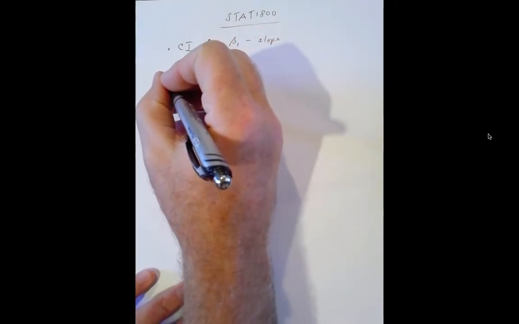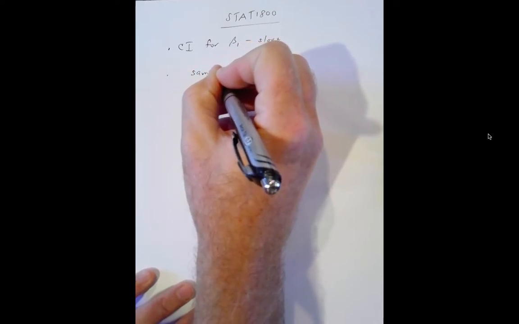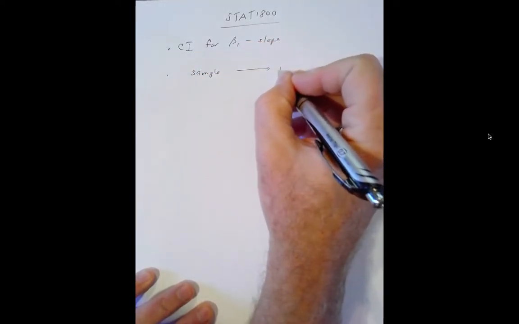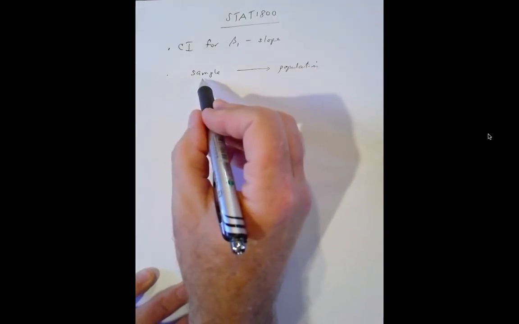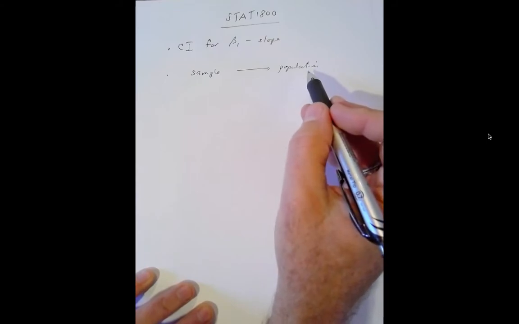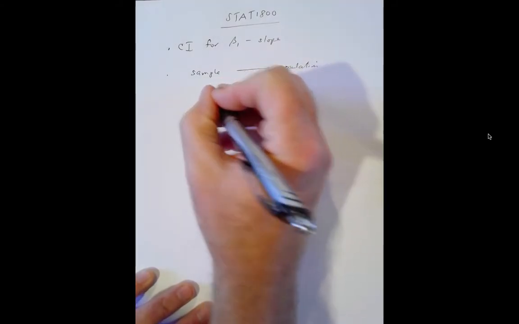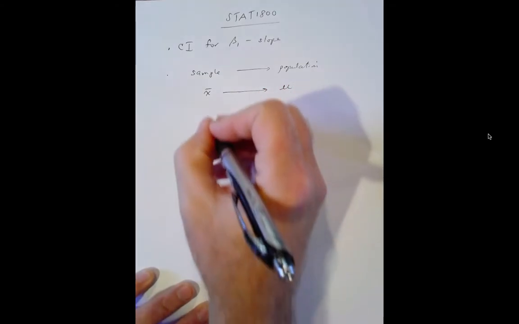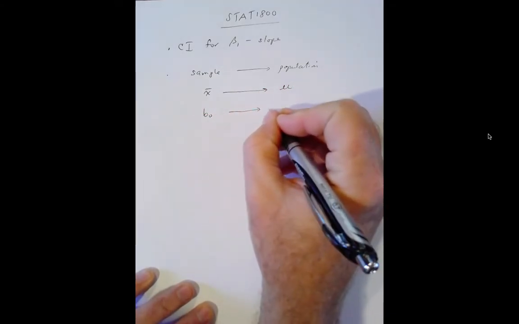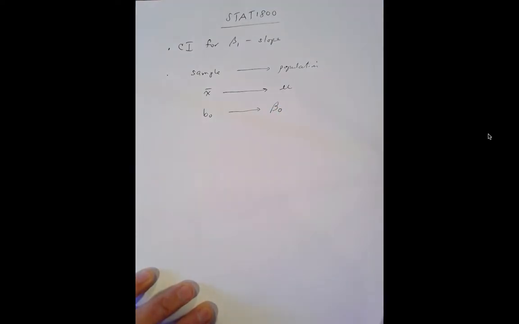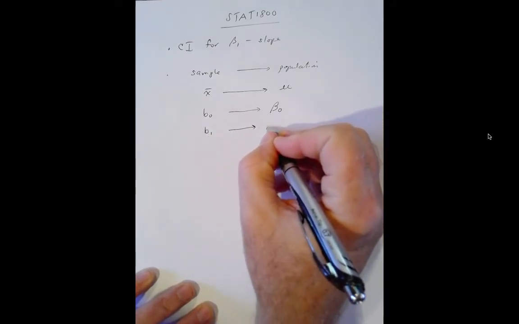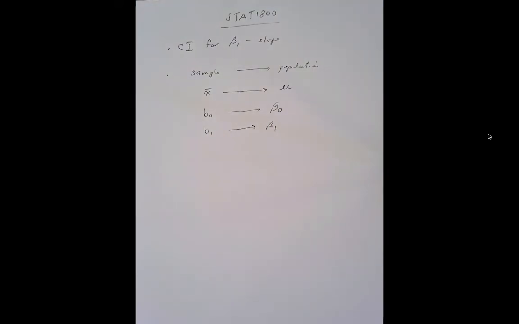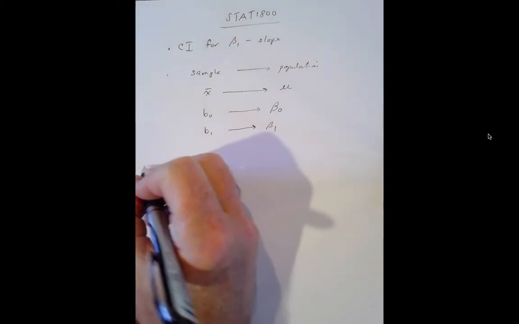So guys, again, as a review, we have our sample data that's collected from a larger population. And this stuff over here is called a statistic, and this stuff over here is called a parameter. And much like we use X bar to estimate mu, we use B0, which is the intercept, to estimate the population intercept. And we use B1 to estimate the population slope.